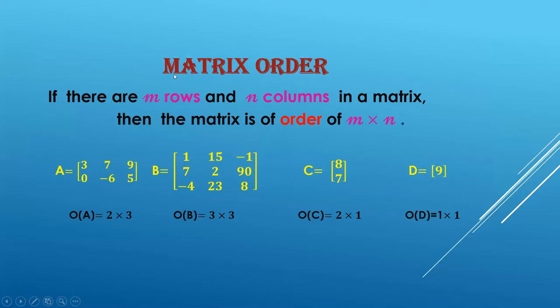Now, matrix order. If there are m rows and n columns in a matrix, then we say that the matrix is of order m by n. We write it as m into n and we read it as m by n. Suppose A is 3, 7, 9, 0, negative 6, 5. Then there are 2 rows and 3 columns, so order of A is 2 by 3. Order of B, with 3 rows and 3 columns, is 3 by 3. And order of C, since there are 2 rows and 1 column, is 2 by 1. And order of D is 1 by 1.